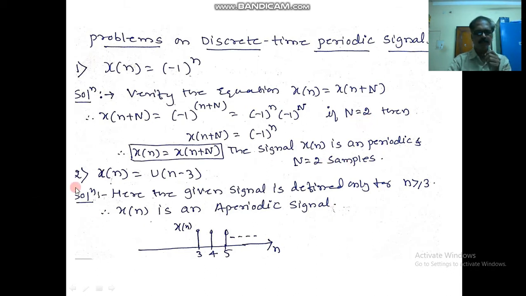Go for the second problem. X of n equals u of n minus 3. In order for the given signal to be periodic, the first condition is that the signal has to be defined for all values of n from minus infinity to plus infinity. But here the given signal x of n is defined only for n greater than or equal to 3. Therefore, the given signal is an aperiodic signal.